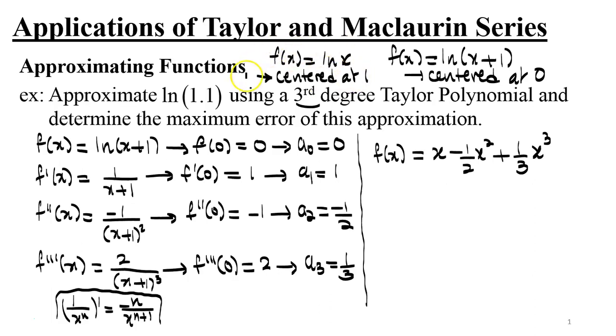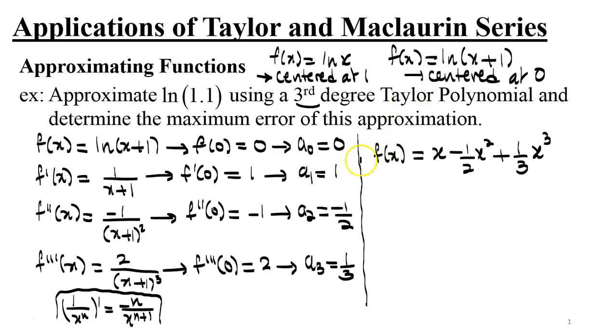However, if you decided to go for f of x equals ln x and center that polynomial at 1, keep in mind that maybe the derivatives will be easier to find. However, after finding the corresponding coefficients, the coefficients would be multiplying x minus 1 all squared, x minus 1 all cubed, because that polynomial would be centered at 1.